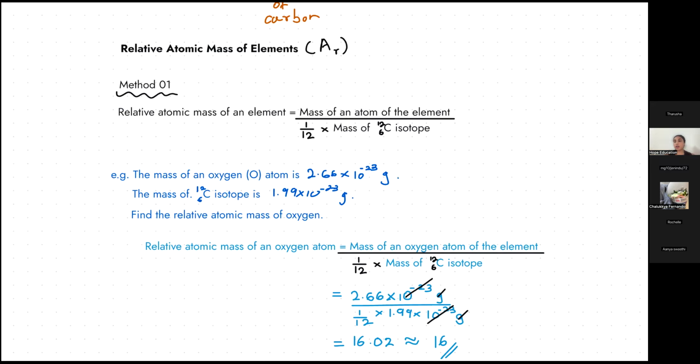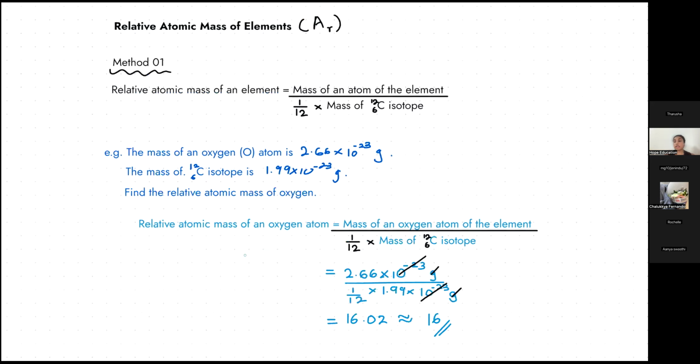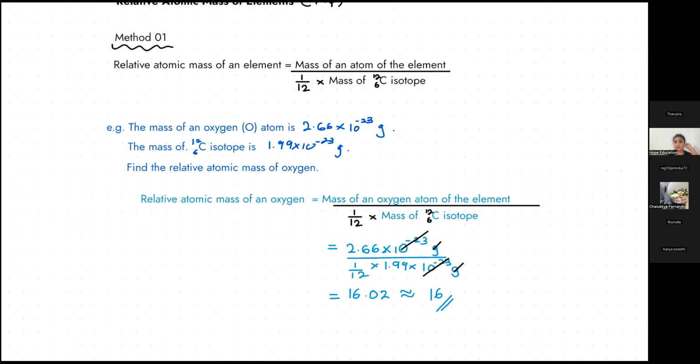So here we are going to find the relative atomic mass of oxygen. The mass of an oxygen atom is 2.66 into 10 to the power minus 23 grams, divided by 1 over 12 multiplied by the mass of carbon-12 isotope, which is 1.99 into 10 to the power minus 23 grams. The 10 to the power minus 23 cancels off, grams cancel off, and we get 16. That is the answer. Did you all understand this?